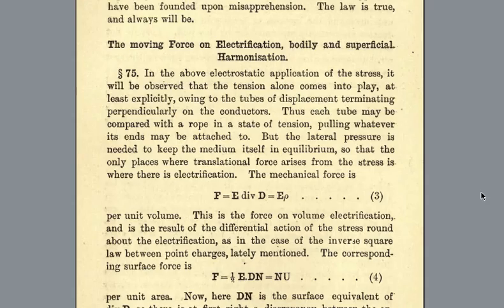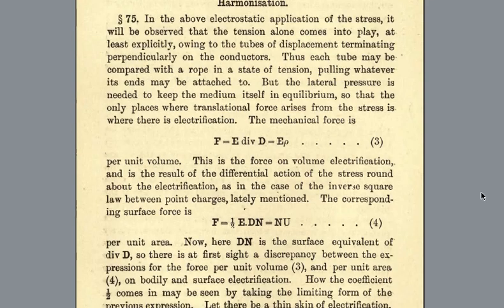Thus, each tube may be compared with a rope in a state of tension, pulling whatever its ends may be attached to. But the lateral pressure is needed to keep the medium itself in equilibrium, so that the only places where translational force arises from the stress is where there is electrification. The mechanical force is F equals E divergence D minus EP, equation 3, per unit volume.